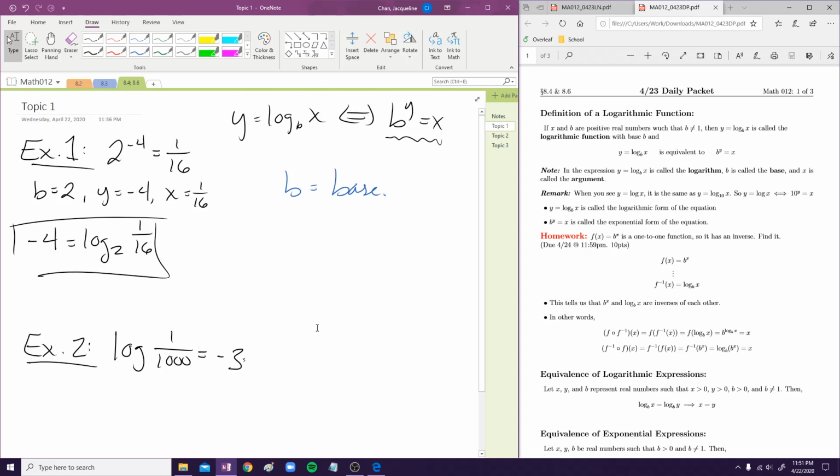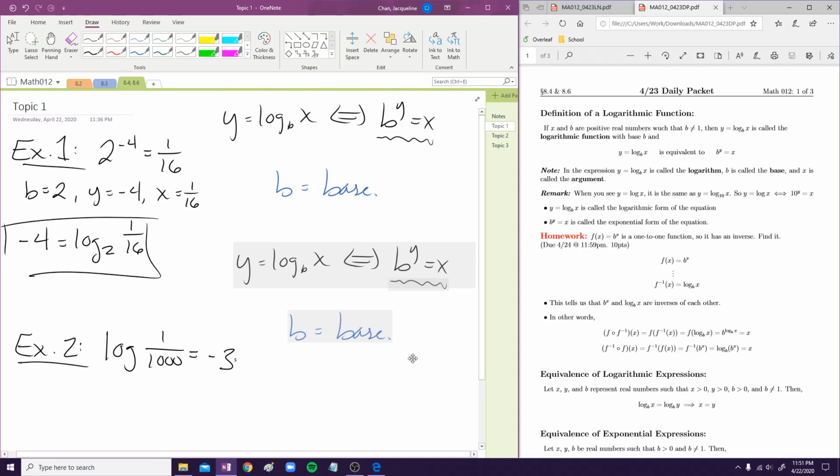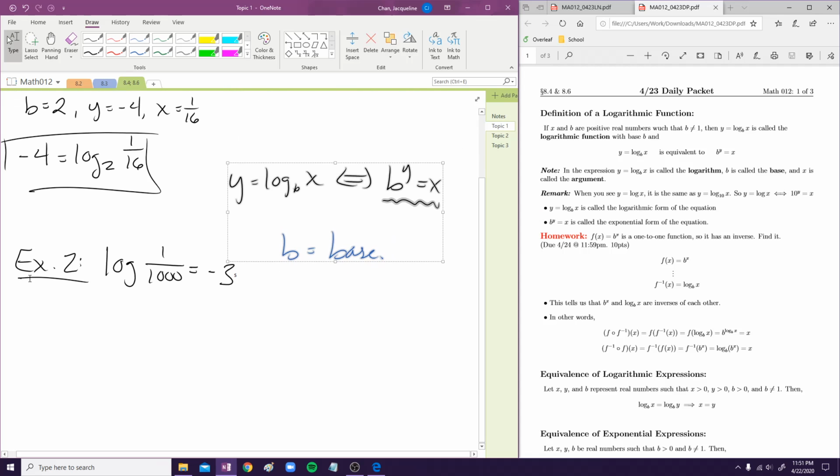So now that we talked about that, let's go on to example 2. I'm going to bring this down a little bit. In example 2, we're given a logarithm function. So since it's a logarithm function, I know I have to go into exponential form. Ignore the s that's here. So again, let's label. First things first, let's find our b. Since there's no number here, what is this?